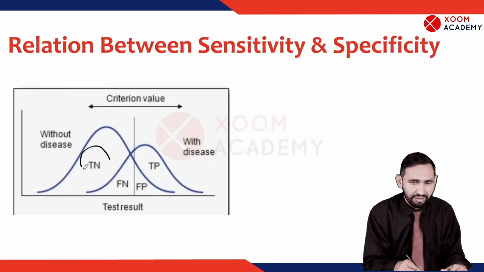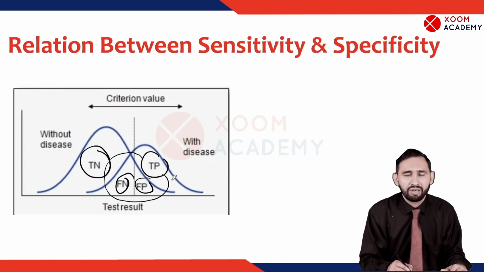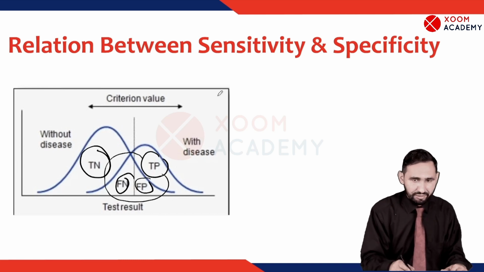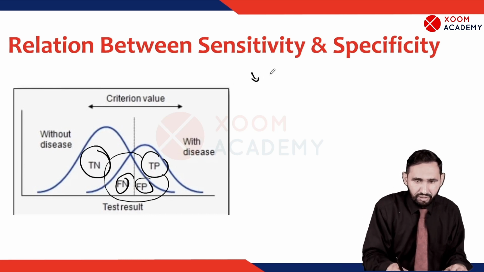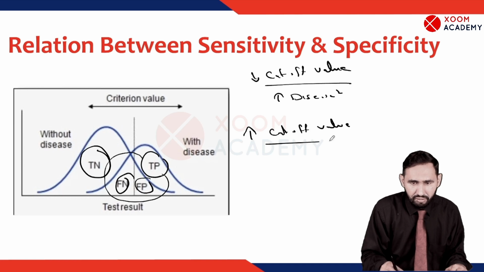This is the relation. These are the true negative. These are the true positive. False negative and false positive. These are the true curves. This is the criteria: we set a cutoff value. If we decrease the cutoff value, the number of diseased increases. If we increase the cutoff value, the number of diseased will decrease.